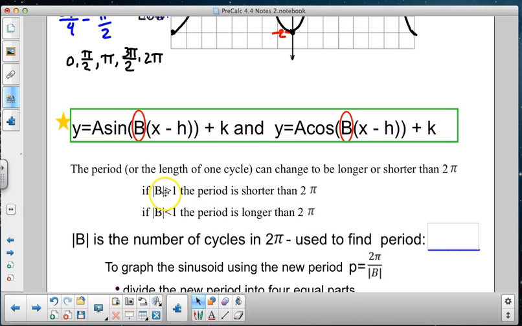So if B is greater than 1, it will have a horizontal compression of my graph. If B is less than 1, it'll have a horizontal stretch of my graph. So the absolute value of B is the number of cycles in 2 pi, used to find the period. So 2 pi over the absolute value of B. I kind of started out doing it, putting B underneath so you could start seeing it.